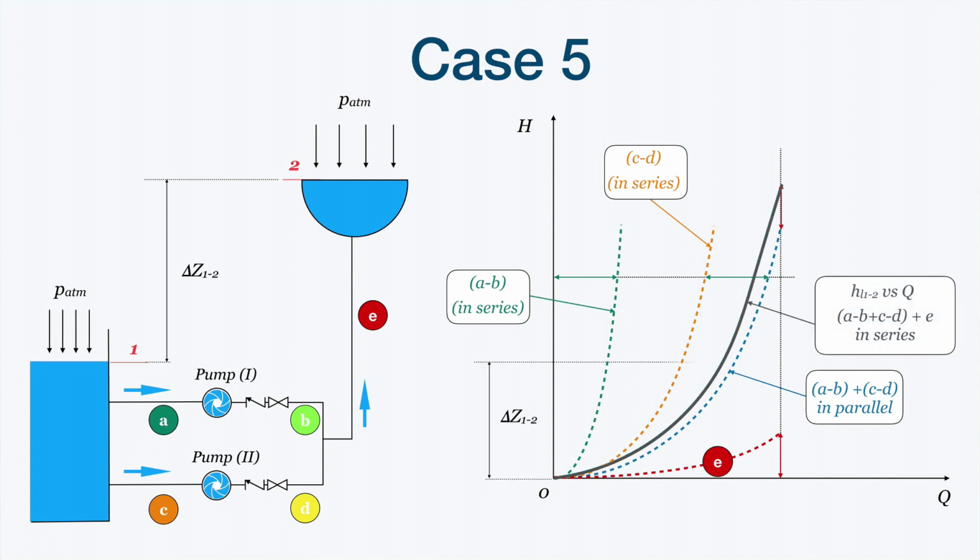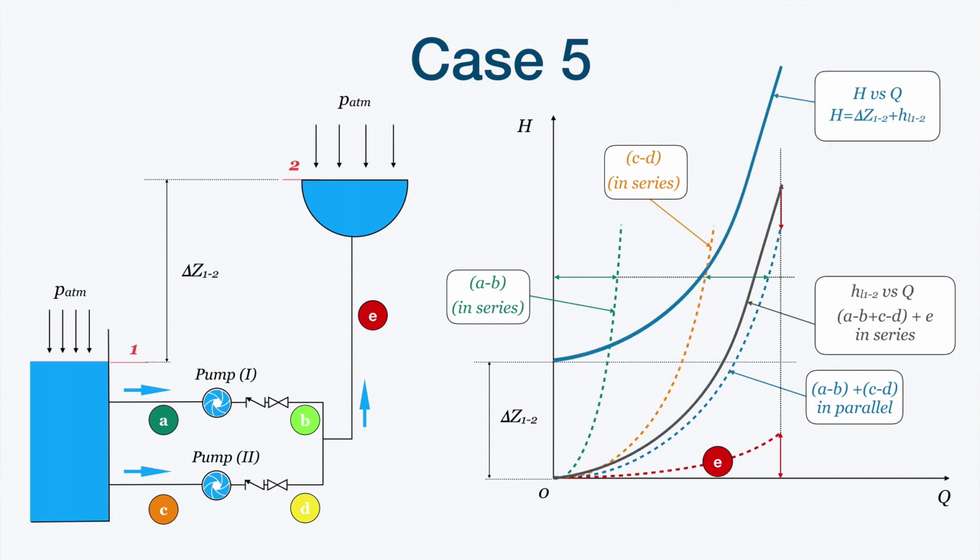And again, we have to add to this curve the static head to obtain the curve H versus Q of the system. That is the sum of the static head and the head losses. Well, this is all for today.